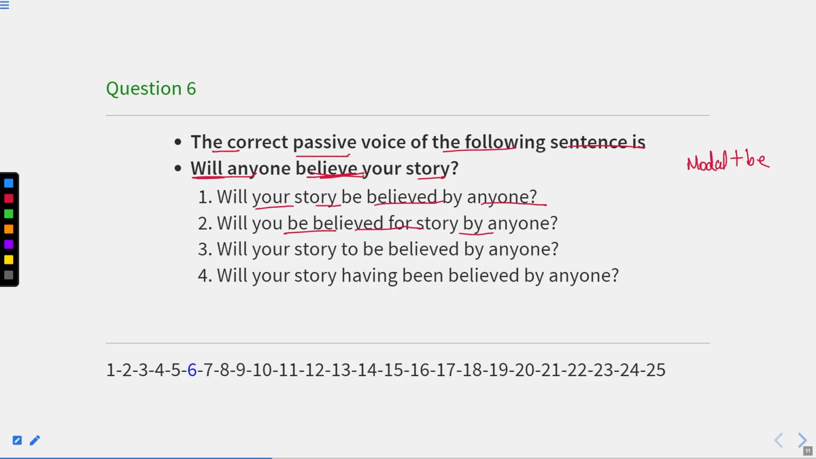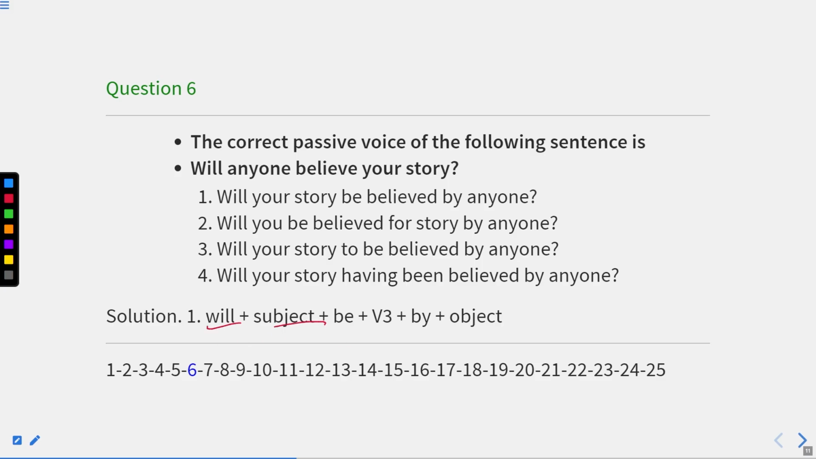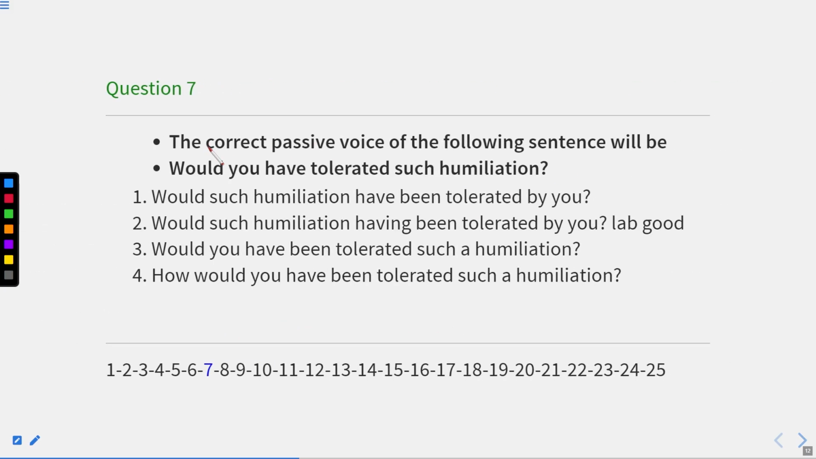Will you be believed for a story by anyone? Will your story to be believed? No, we do not want the to be structure. Will your story having been is not required over here. Will you be believed? They are not going to believe you, but they are going to believe your story. So here the first will be the correct answer. So here the answer will be 1, that is will plus subject plus be plus verb third form plus by plus object. Now let us move to the next one.